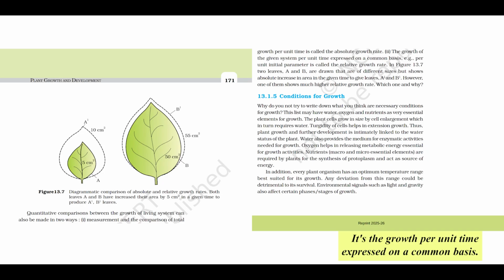Relative growth rate is the clever one. It's the growth per unit time expressed on a common basis, e.g. per unit initial parameter. Basically, it's the growth relative to the starting size. It tells you about the efficiency or proportional increase. Efficiency, proportional. Okay. How does that work?